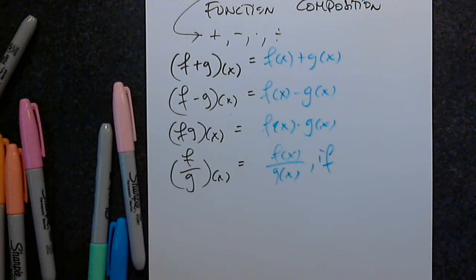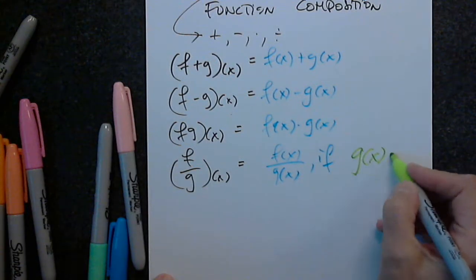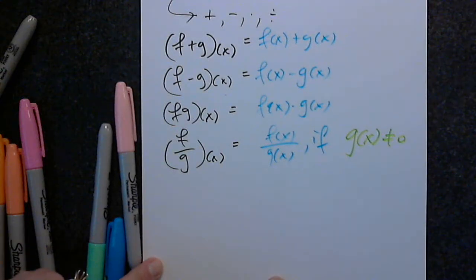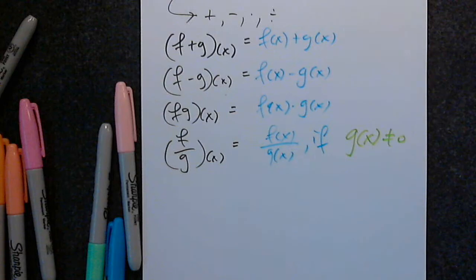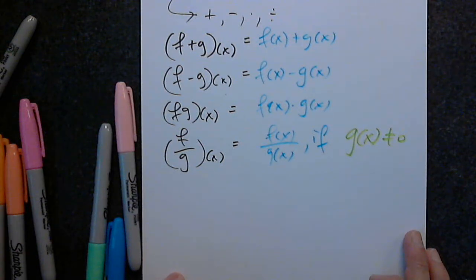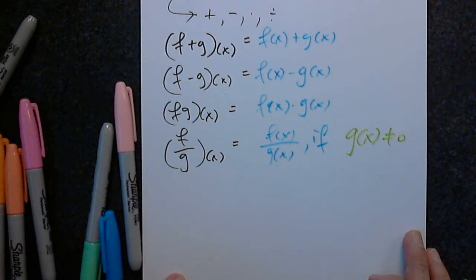So if what? If g is not 0. If g is 0, we are in big trouble. Very good. Any questions? Okay. So can anyone explain why the denominator of a fraction cannot be 0? Yes, please, Celia. Because you can't divide by 0. Thank you. Division by 0 is undefined.